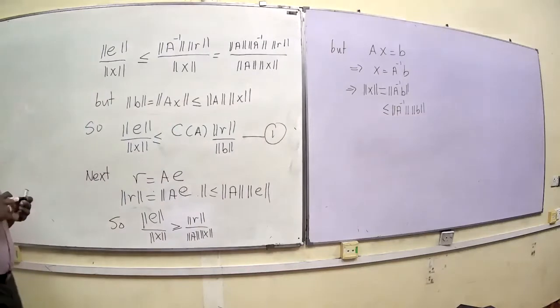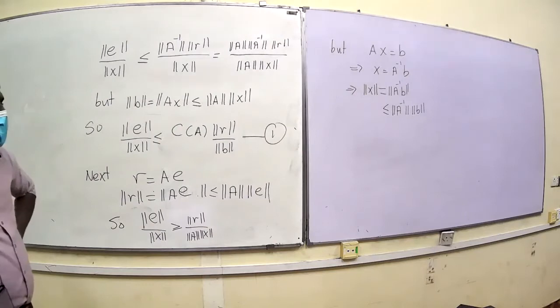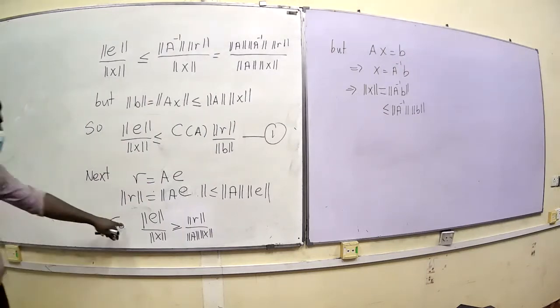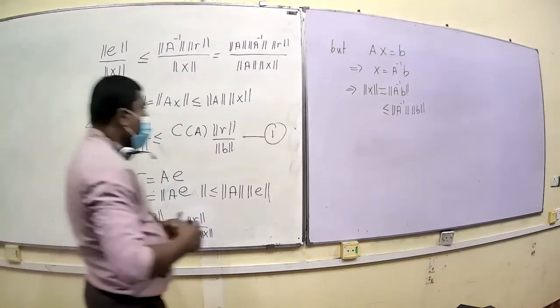You know that Ax equal to B. So X is equal to A inverse B. Right? So you take the norm, you get norm of X is equal to norm of A inverse B, that is less than or equal to norm of A inverse times norm of B. So 1 upon norm of X is greater than or equal to 1 upon norm of A inverse times norm of B. So now you combine this and that.